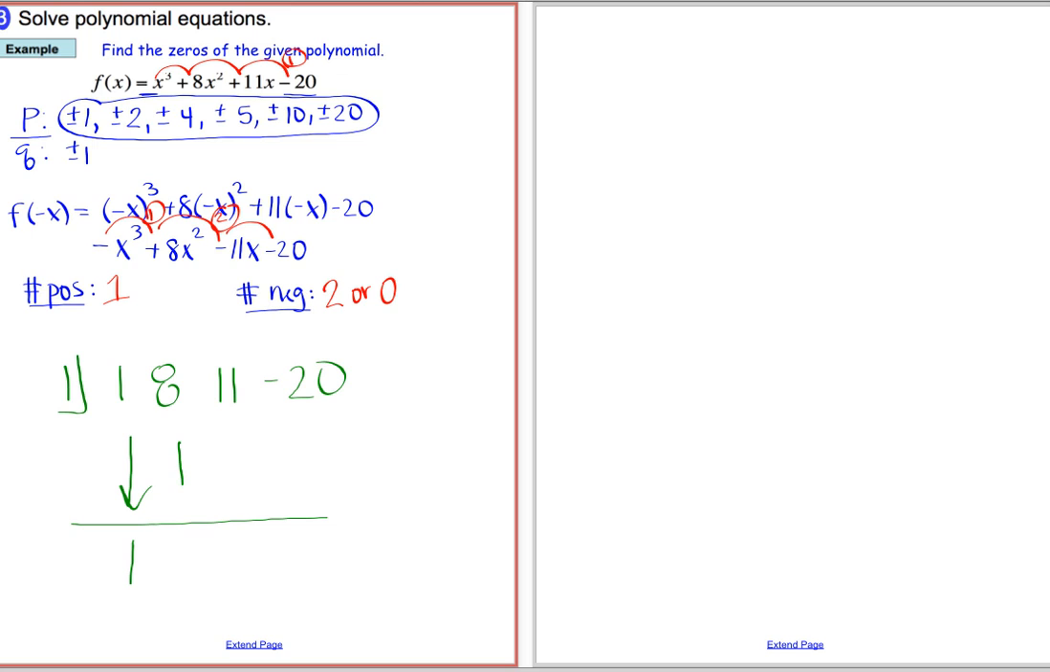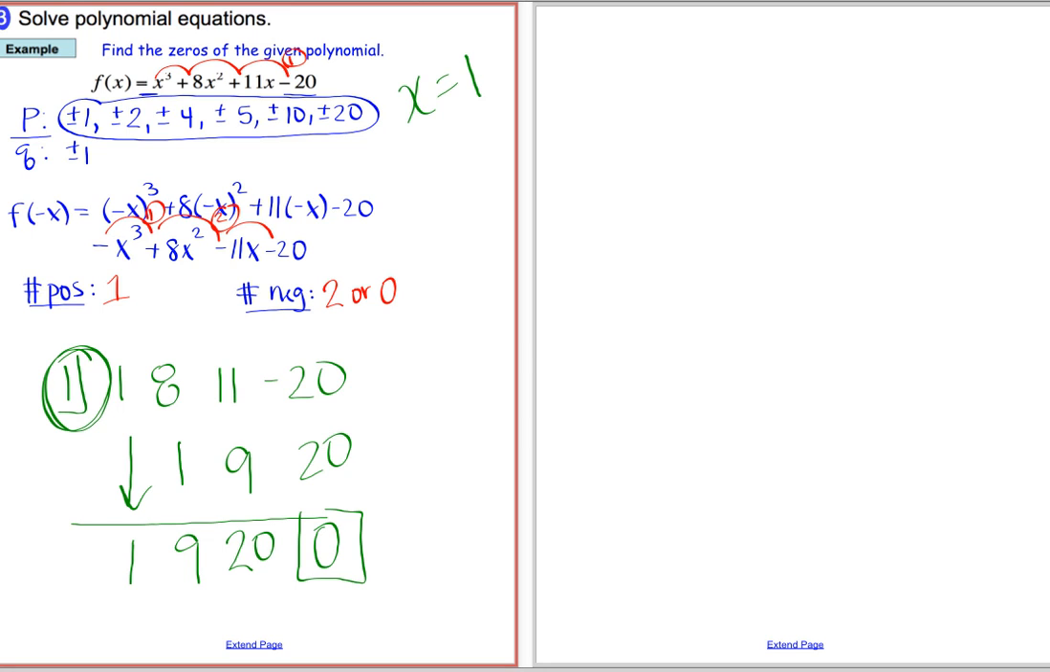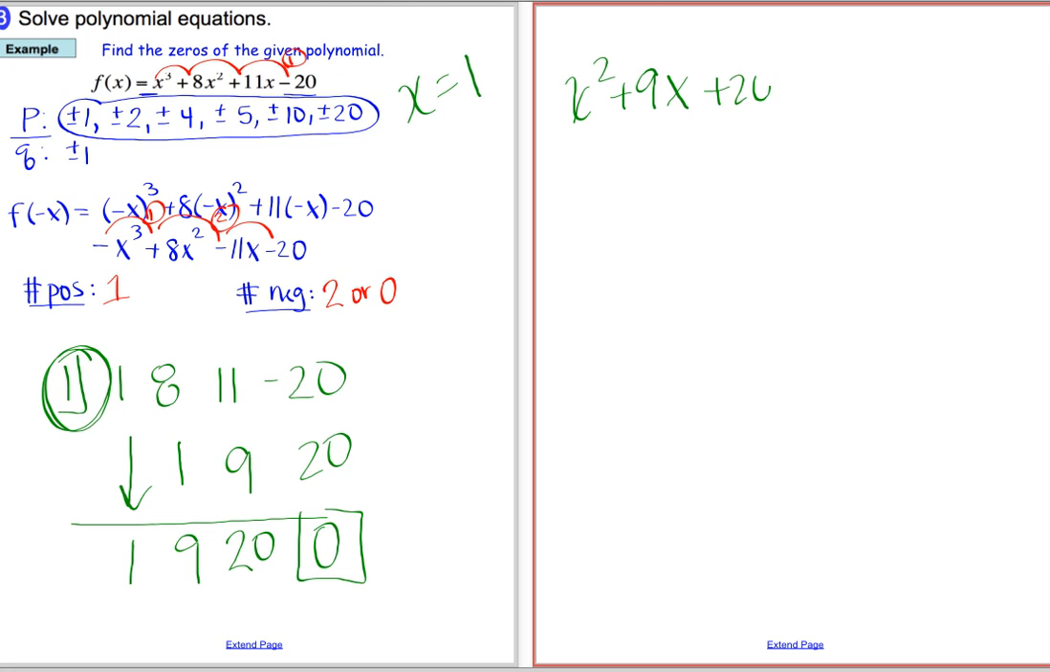We'll drop down the 1 and multiply and add, and multiply and add, and multiply and add. And it looks like we got lucky this time. Our 1 worked right away. So right now, I know x equals 1 is a solution. Now, I could go through all those remaining negative zeros and try them all. Or we can take the leftovers, x squared plus 9x plus 20, and try and factor.